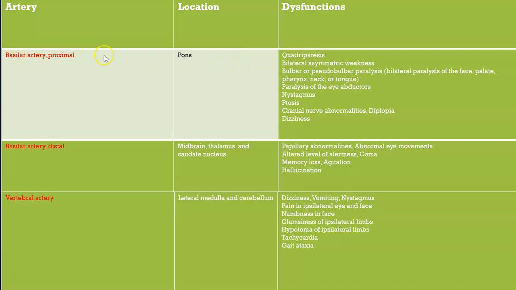Now, basilar artery. As I mentioned before, the basilar artery supplies the majority of the pons. Any dysfunction in the basilar artery will result in dizziness, bilateral symmetric weakness, and paralysis of eye abductors. So very important, all the components of pons. If there's occlusion, there will be a lot of symptoms you can see from dysfunction. Now, basilar artery, the distal part. Before it was proximal, this is the distal part: the midbrain, thalamus, and caudate nucleus. That's that location.